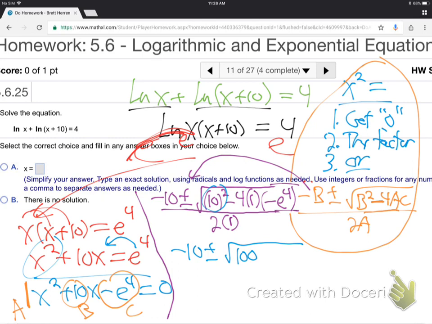You caught up with me? I want you to see this. What is negative 4 times positive 1 times negative e to the fourth? Those are the three things we're multiplying behind the 100. 10 squared is 100, and then subtract. But it's two negatives actually, multiplied together, so it's going to become add. 4e to the 4th, all over 2 times 1, which is 2. Good so far?